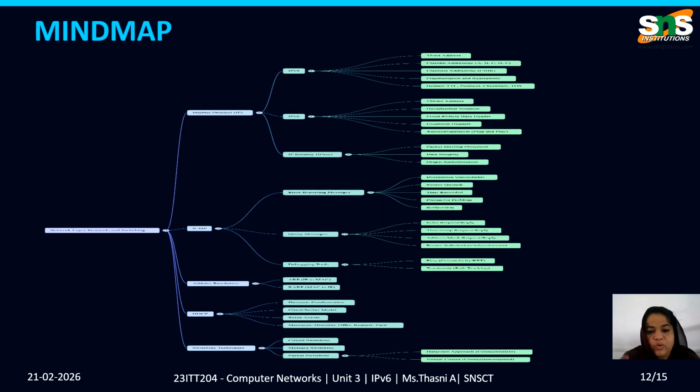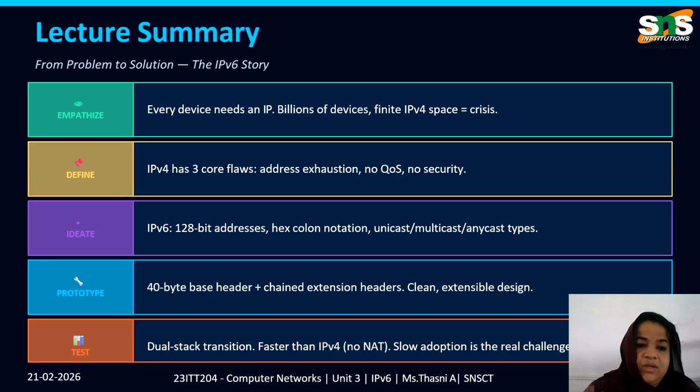Here is a mind map to go over the network layer and how it was split. What we have seen is that every device needs an IP, billions of devices, and finite IPv4 space equals a crisis. IPv4 has three core flaws: address exhaustion, no QoS, no security. IPv6 has a 128-bit address, hex colon notation, and types unicast, multicast, anycast. The packet has a 40-byte base header with chained extension headers, a clean and extensible design. And dual stack transition, with faster routing than IPv4, no NAT, and slow adoption in the real world.